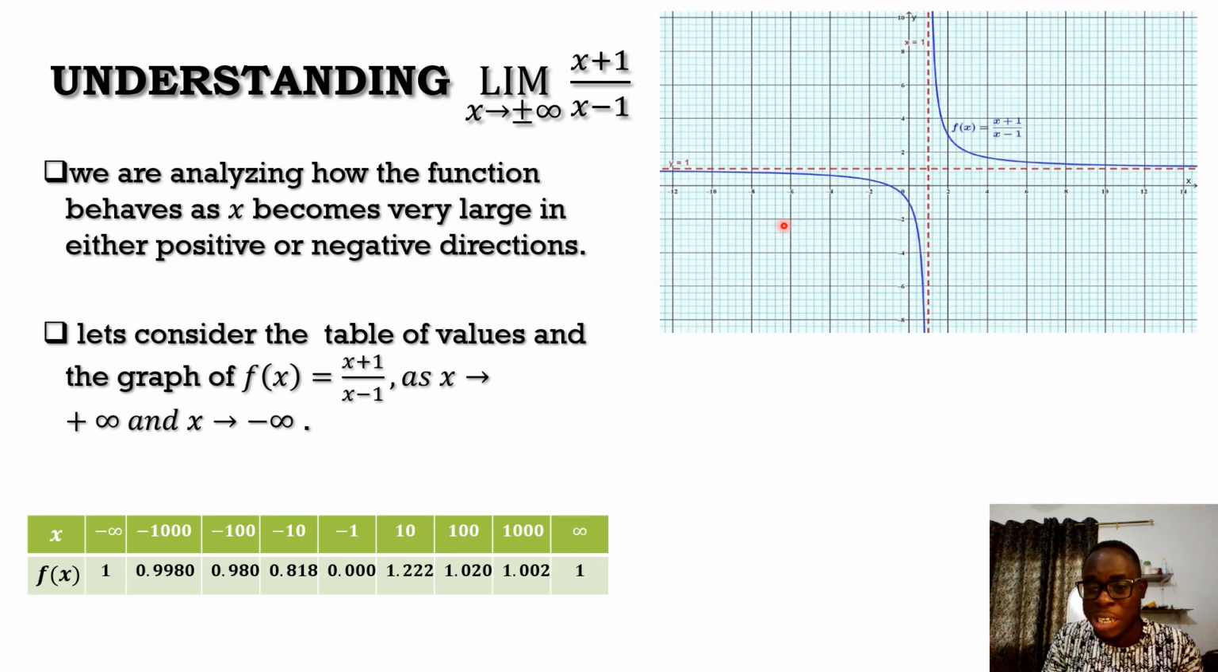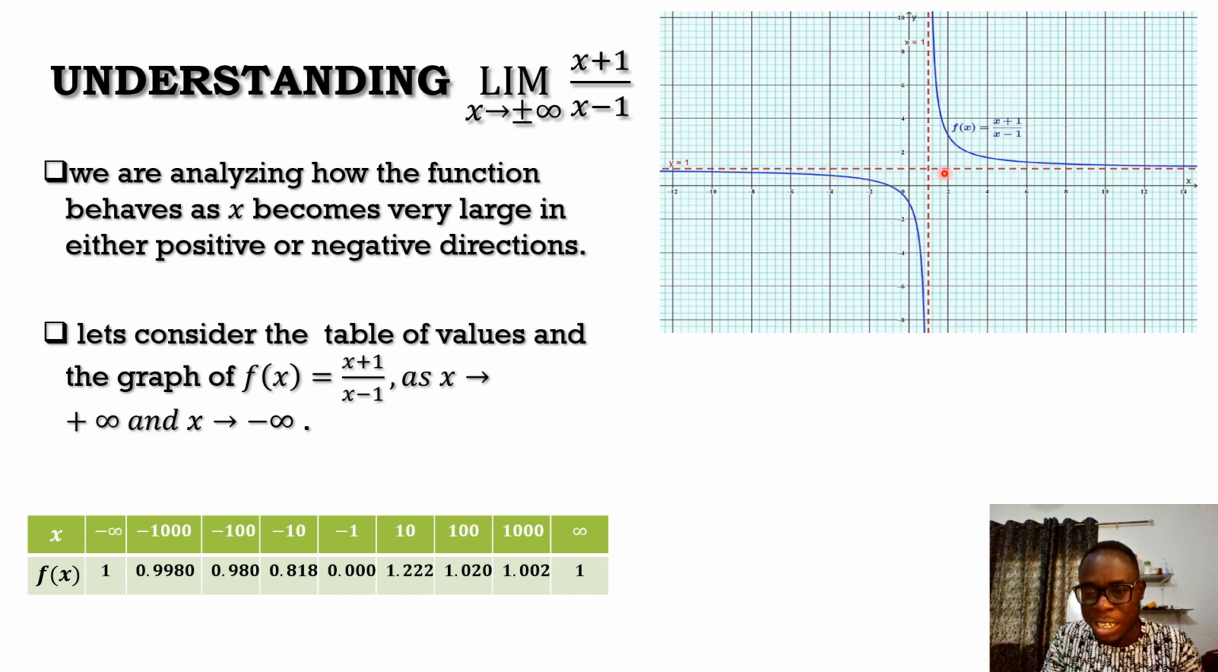Now let's look at the graph of this particular function. We have the graph of this function in this form. Look at y equal to 1. So y equal to 1 is the red line at this particular section, and it is the asymptotic line, and it is asymptotic to the function in this direction and also in this particular direction.